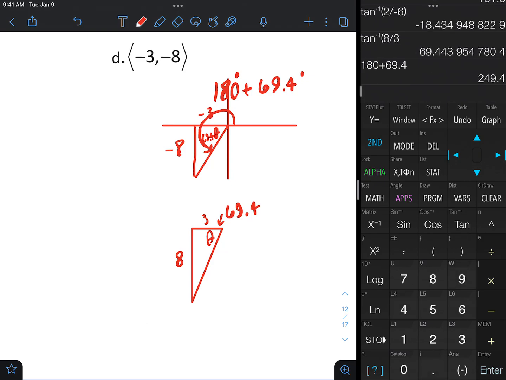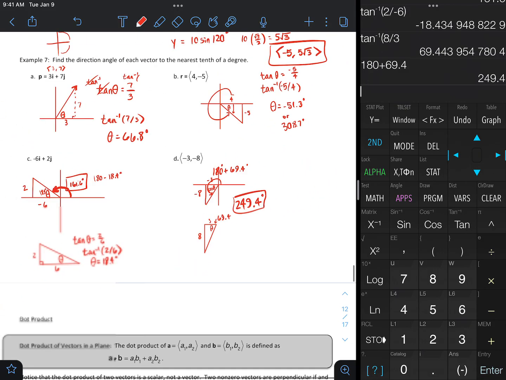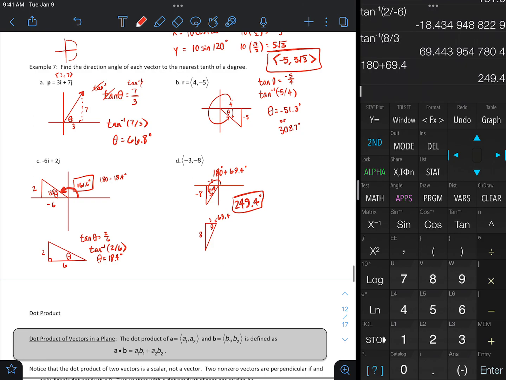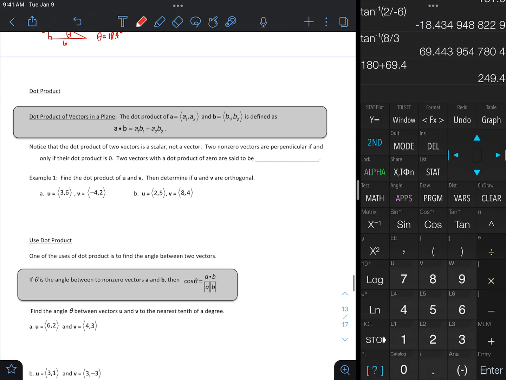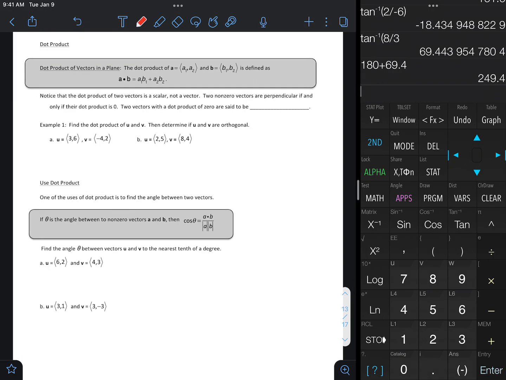And that comes out to 249.4. And that will be the best thing to write there. So that is that on the angles. Got to be a little bit careful, I guess, when sketching those in the quadrants outside of where tangent inverse exist. Okay. All right, last section here, we're going to talk about the dot product.